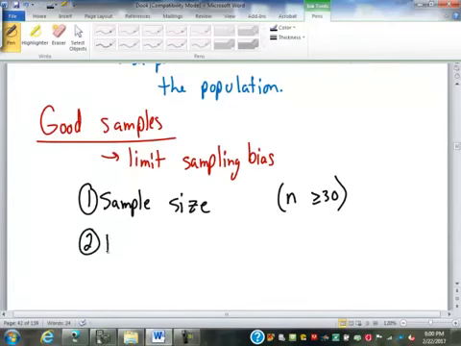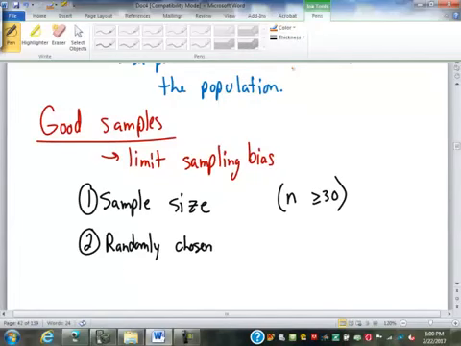The second is randomly chosen. I used the example of going to the high school football game and just surveying people there. Well, you might say that you walk past somebody and you flip a coin, and if it's heads, you survey them. If it's tails, you don't. That's randomly choosing, right? No. That's using randomness, but it's not randomly choosing.